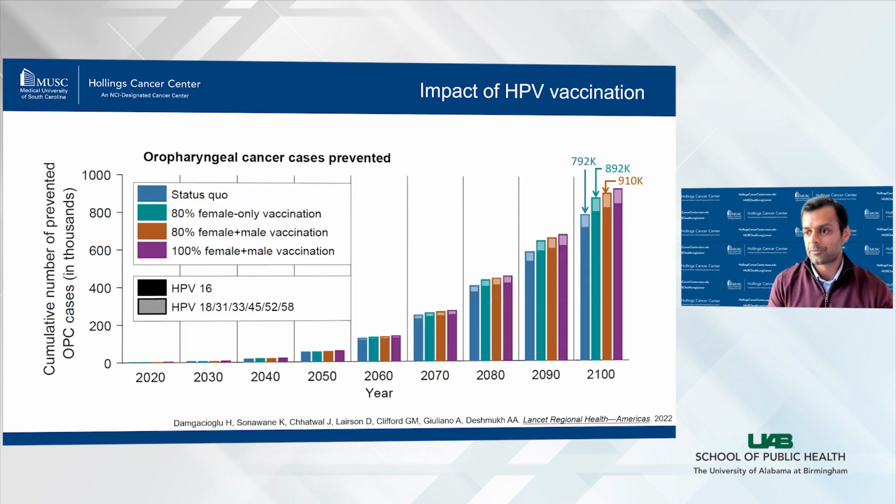As a result of HPV vaccination, there is great potential to prevent nearly 1 million oropharyngeal cancer cases over the 21st century. And what we observed is that compared to status quo, we can prevent nearly 150,000 additional oropharyngeal cancer cases over the next century.